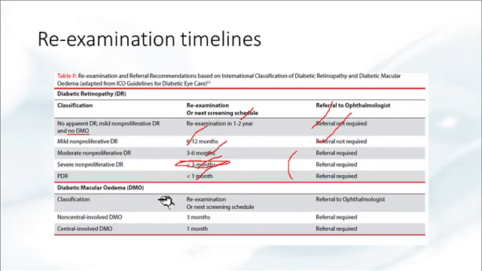Now, with diabetic macular edema, you always require referral to an ophthalmologist, and re-examination should occur. For classification, you should re-examine, and then on the next visit you re-examine again. If it's non-centrally involved, a re-examination should occur every 3 months and referral is required. If it's centrally involved, you should re-examine every month and referral is required.